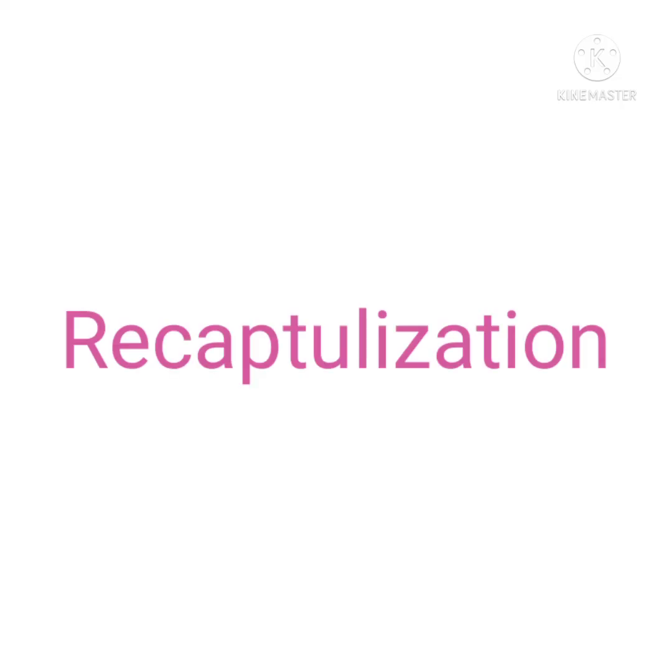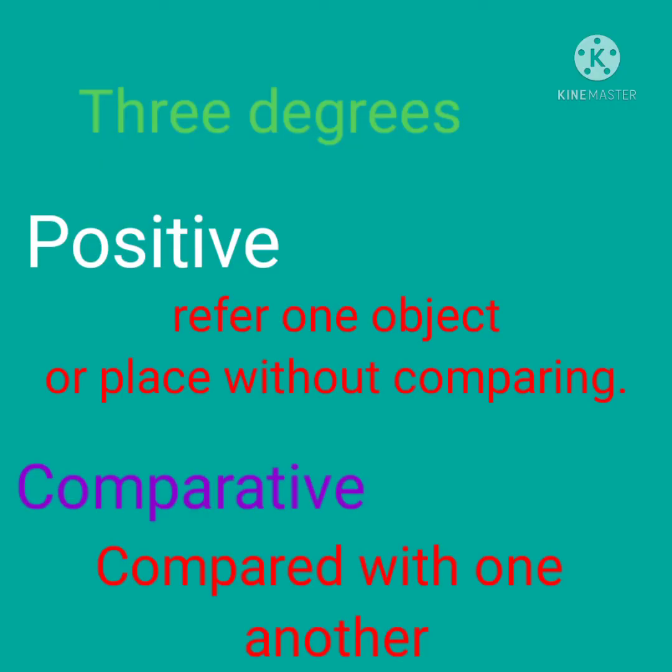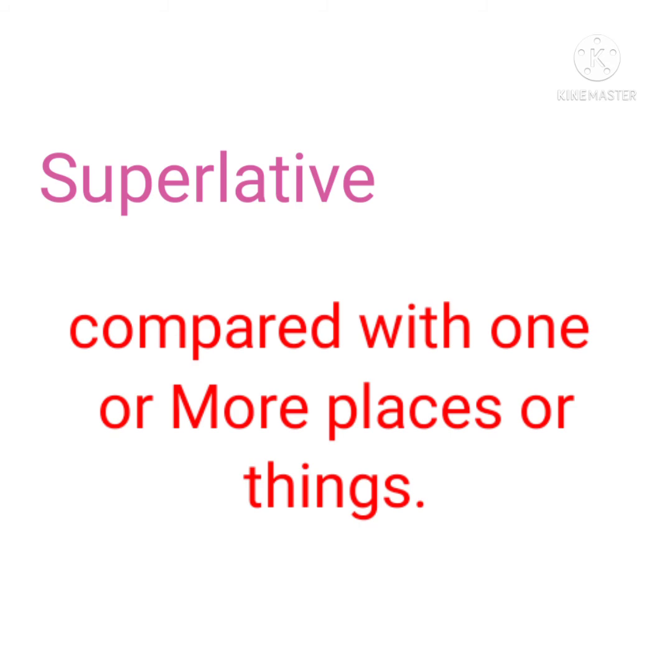Now we are going to recap everything. So what we have learned: degrees of comparison. It compares one noun with another. Then there are 3 degrees. What is positive? It refers to one object or place without comparing. Then what is comparative? Compared with one another. Then what is third? Superlative. It is compared with one or more places or things.